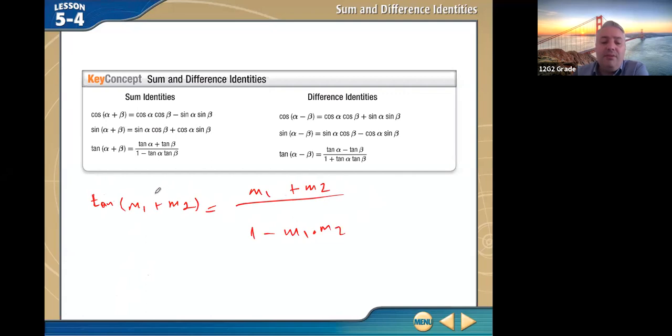So if you have the difference in the numerator, the denominator will be plus. Opposite sign, like a cross. But on the numerator, it is the same sign.